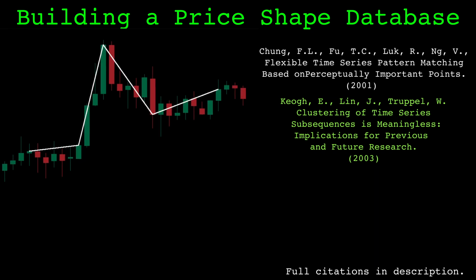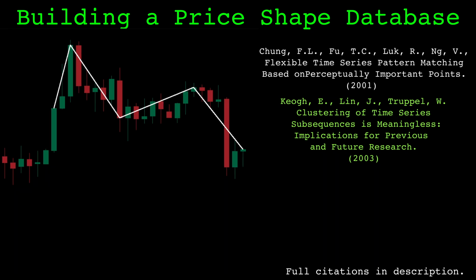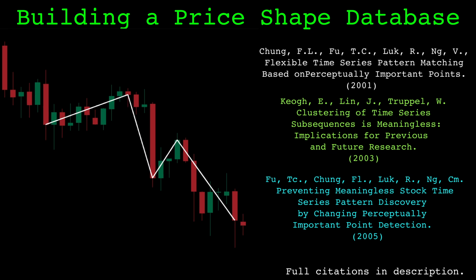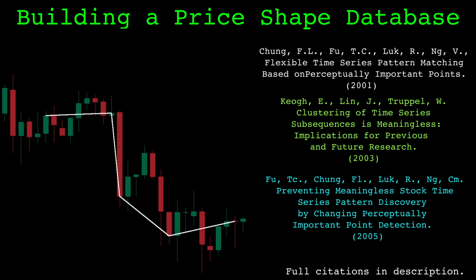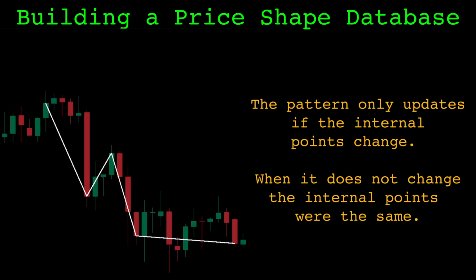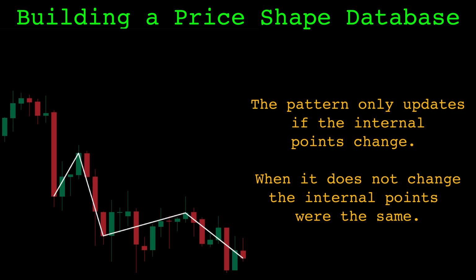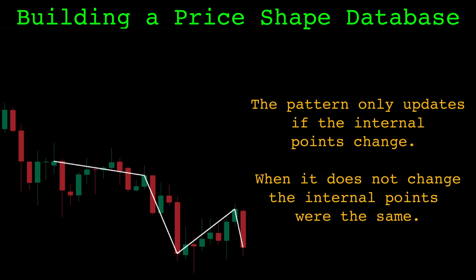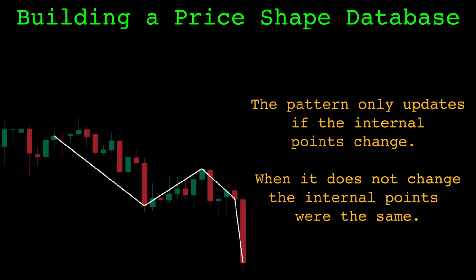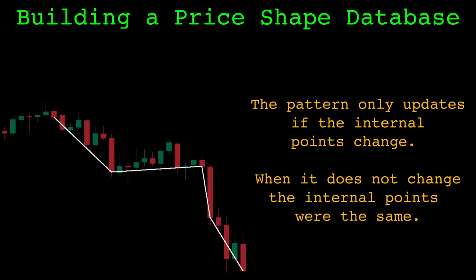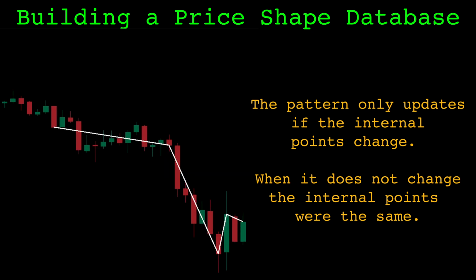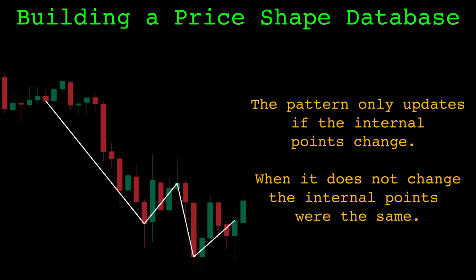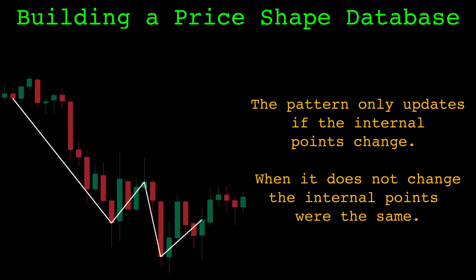The authors of the 2001 paper made an update to their method to prevent meaningless pattern discovery in this 2005 paper. This updated method is the one we will use. We compute the perceptually important points with a sliding window on the recent 24 candles, but only include it in the dataset if the internal perceptually important points are different from the last subsequence. This change causes each subsequence to be more unique and avoid trivial, meaningless clusterings. It also reduces the total amount of subsequences to cluster, which reduces the processing time, an added bonus.